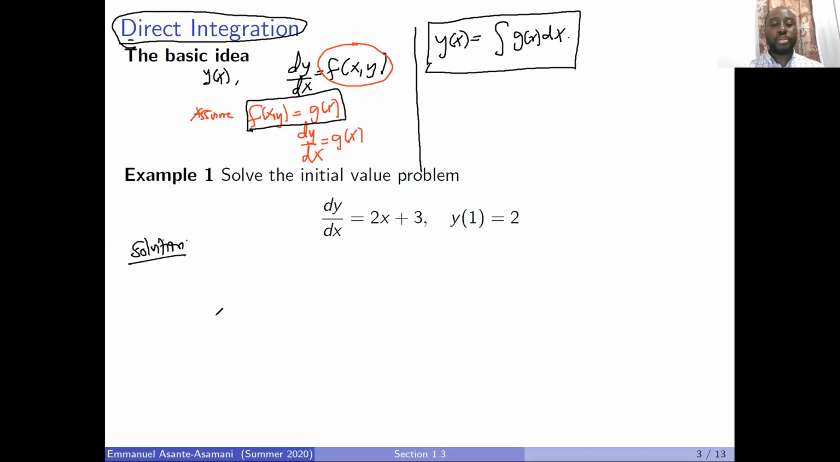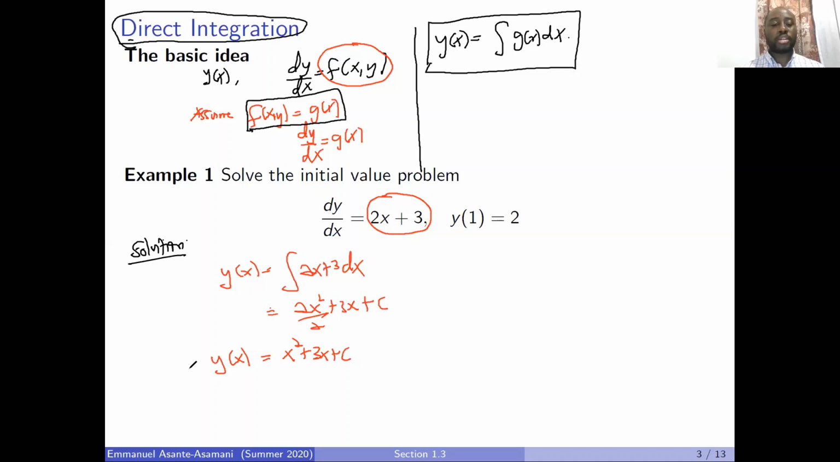All right. So notice that my f of x, y is simply a function of the independent variable x, right? And this means that I can write my solution as the antiderivative of 2x plus 3 dx, okay, which we know to be 2x squared over 2 plus 3x plus some unknown constant c, right? And so my solution to the differential equation is going to be x squared plus 3x plus c. And this is our general solution.